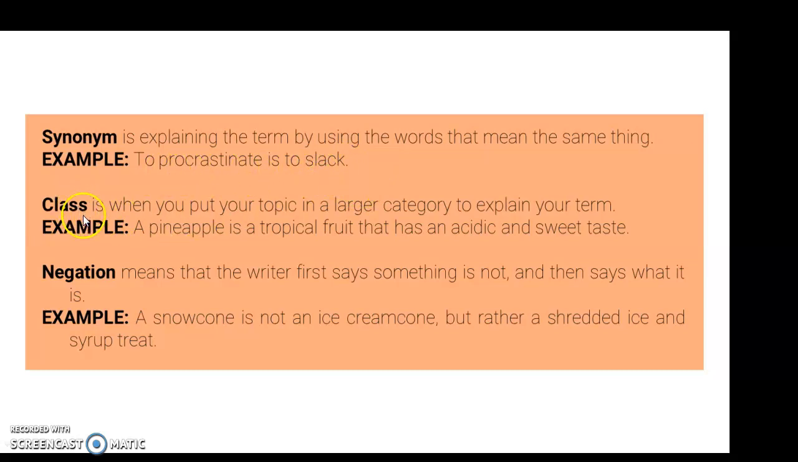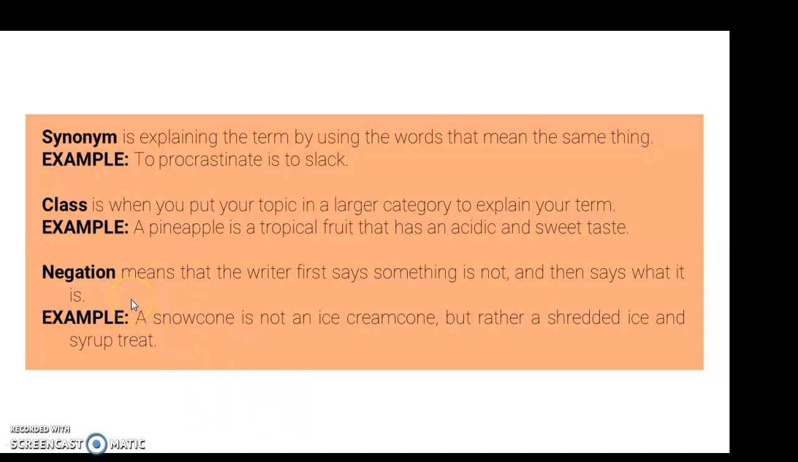Then we have class, which is when you put your topic in a larger category to explain your term. By example, I mean a pineapple is a tropical fruit that has an acidic and sweet taste. What are you gonna do? In classification here, if you define something by class, then you're gonna provide examples and illustration that will develop the word. It means you're gonna develop a definition through common sense, through the things that you can see and the things you can perceive. So it makes it not so scientific, but you can also do it this way.